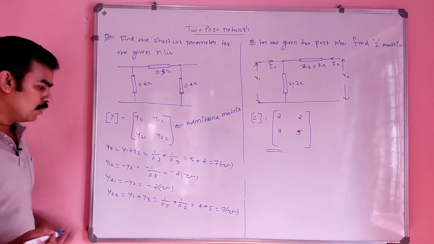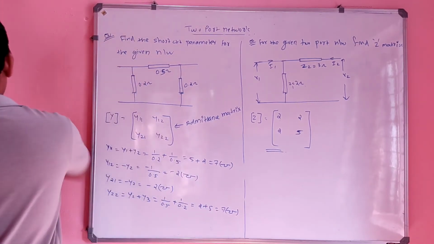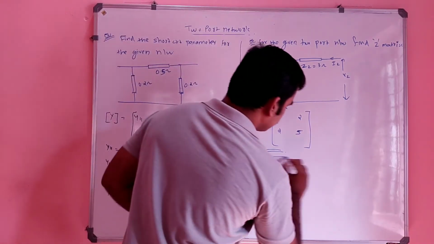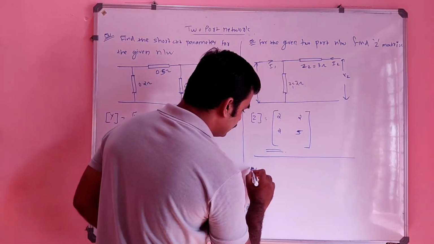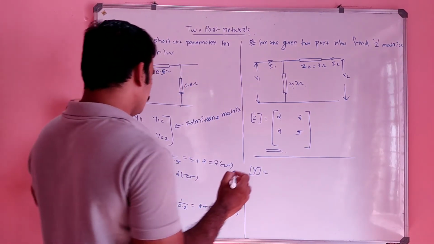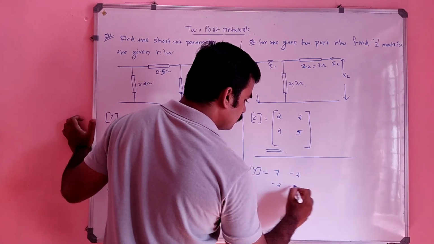So what will our admittance matrix be finally? I can write here: the admittance matrix Y is equal to 7, minus 2, minus 2, 7.